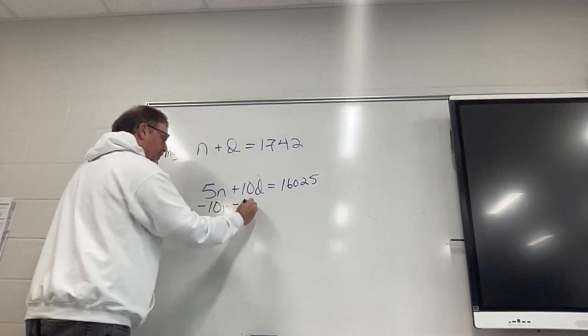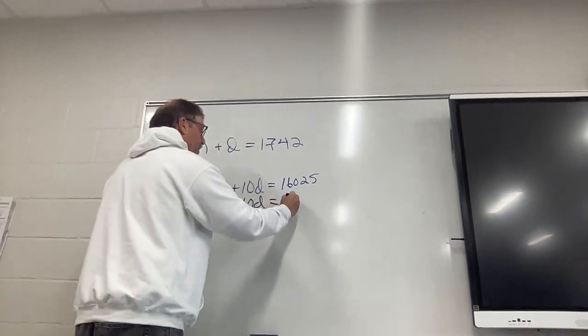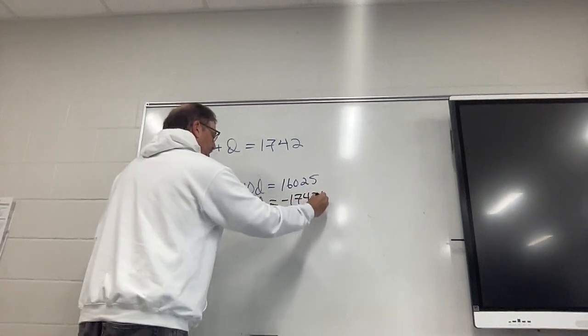So -10 times n, -10 times d, -10 times 1742 is easy, just add a 0.